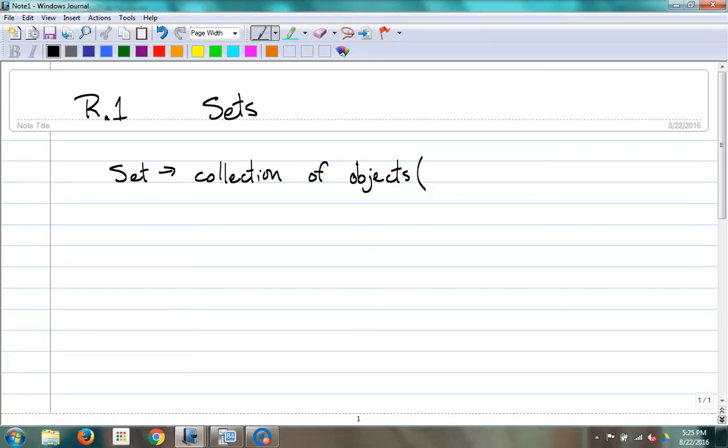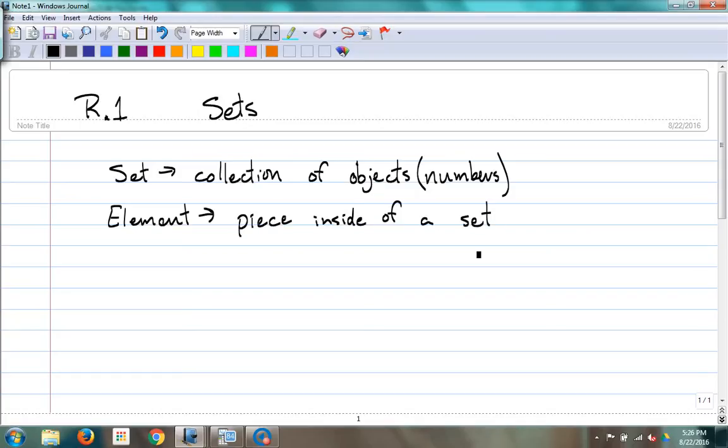And with a set, what's going to be the object in our set? Normally going to be numbers. Okay, that's the objects in our set. Are numbers of various types, and we'll get to those types. If I say the word elements, it's a piece inside of a set. Okay?